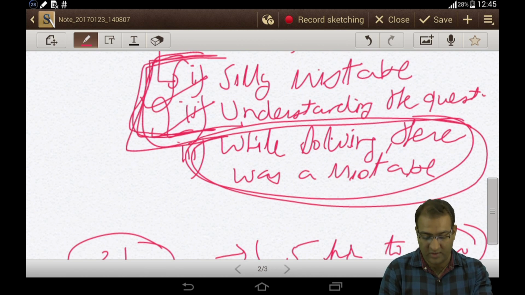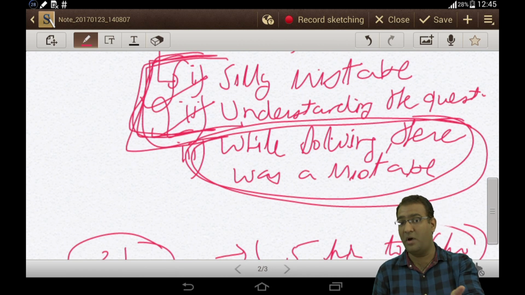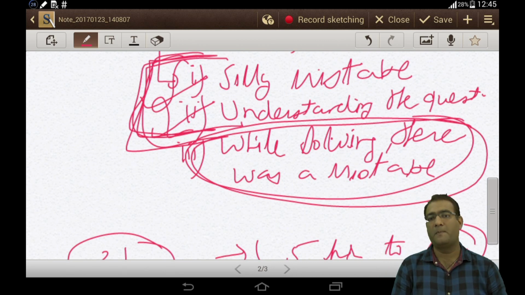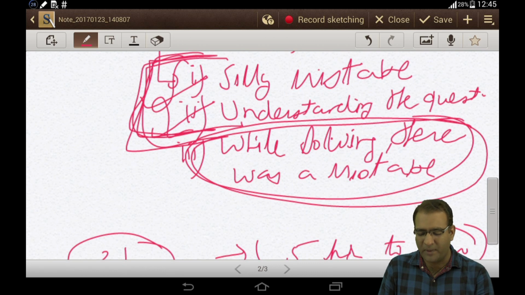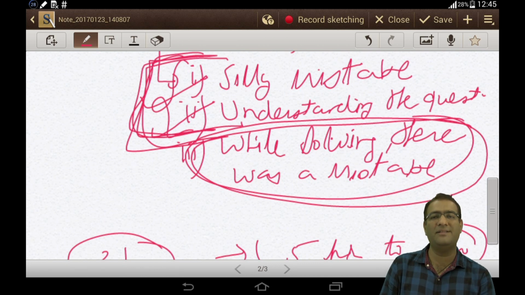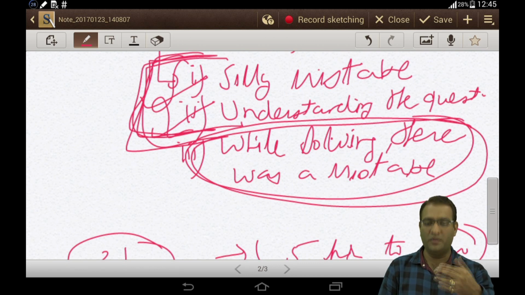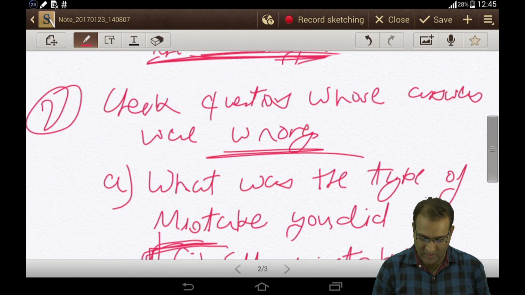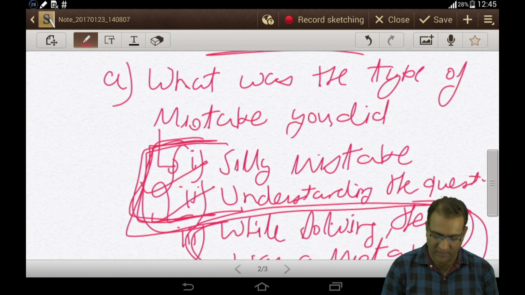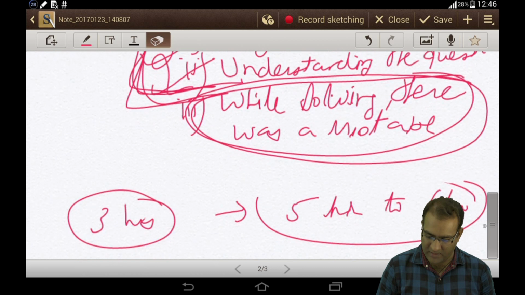Now, if this is not reducing after 5 mocks or 6 mocks, then it's a worrying point, which means you are not improving, right? Usually, I don't see people doing these silly mistakes or understanding the question kind of mistakes after 7, 8 mocks, but make sure it happens. Fair enough? So this is to check the questions whose answers were wrong. Point number A, what was the type of mistake?